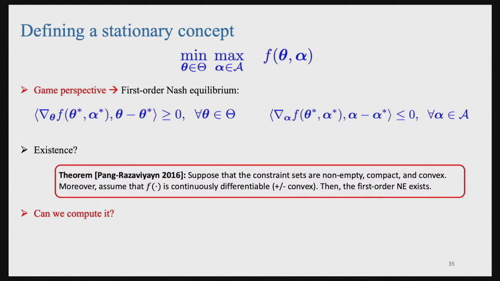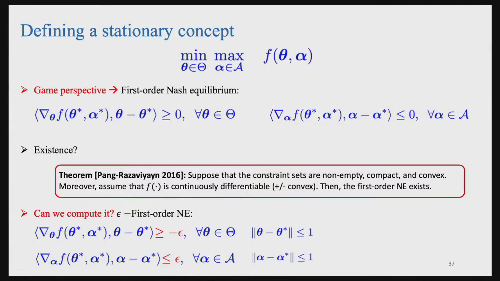And to do computation, we are never able to find exact solutions, so I need to define an epsilon-accurate solution. I'm going to relax the larger than or equal to 0 condition to minus epsilon, and this one to epsilon. And I'm asking how fast you can find such an epsilon-accurate solution. Can we find an epsilon-accurate solution in polynomial time in terms of 1 over epsilon or not?